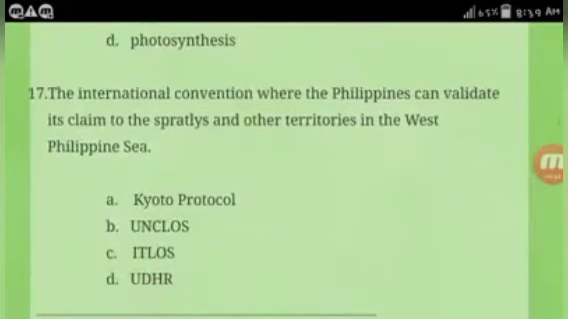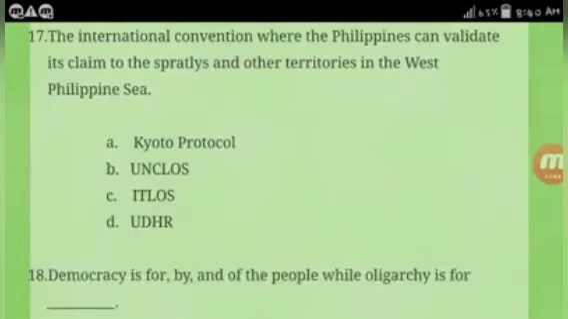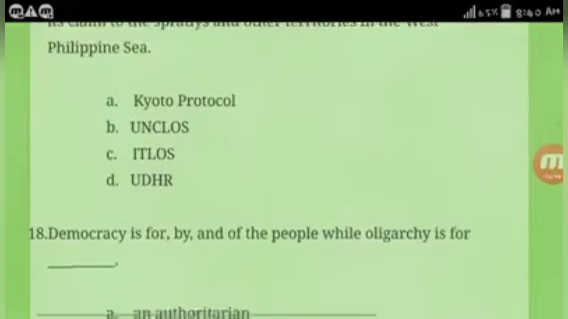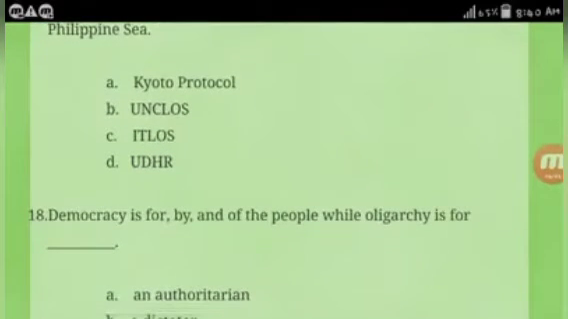Okay, next one, the International Convention where the Philippines can validate its claim to the Spratlys and other territories in the West Philippine Sea. Okay, Kyoto Protocol, that is about global warming. UNCLOS, this is the United Nations Convention on the Law of the Sea. That is the answer, actually, letter B. That is where we base our claim in the Spratlys. ITLOS, that is the International Tribunal, the international court where we can file the complaint. And UDHR, that is the human rights arm of the United Nations. Okay, so the answer is UNCLOS, which is letter B.